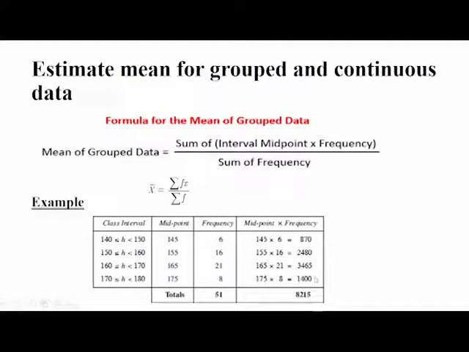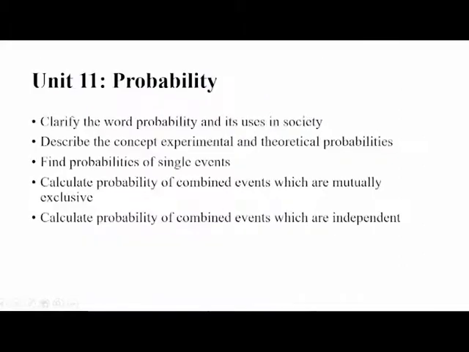Now to find the mean, this is what we add together: the sum of this divided by the sum of the frequency. You can see this symbol means sum. The sum of f times x, where f represents the frequency and x represents the midpoint, divided by the sum of f, the sum of the frequencies. If you add the frequencies together, it gives us this. If you take the midpoint times the frequency, it gives us this. So 8,250 divided by 51 will give us the estimated mean of this question.